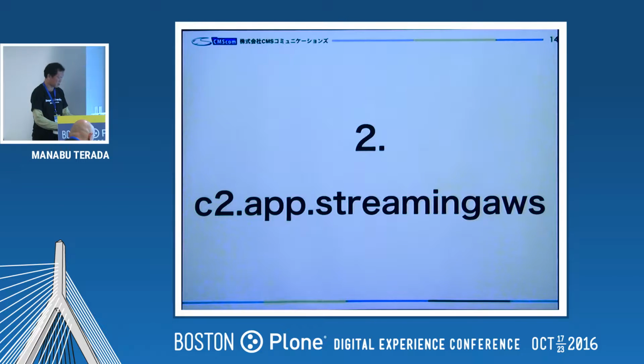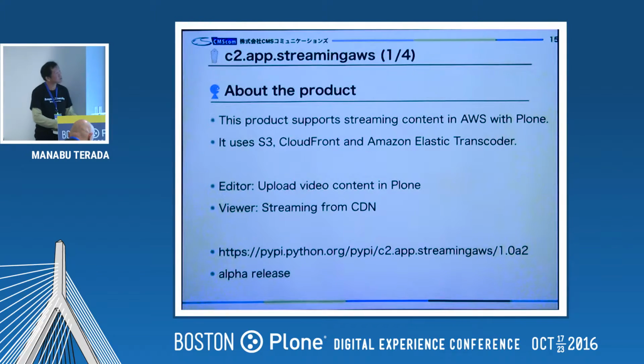I'm going to talk about the new approach, streaming. This product supports streaming content in AWS with Plone. It uses S3, CloudFront and Amazon Elastic Transcoder. The editor uploads video content in Plone, and the viewer streams from the CDN.